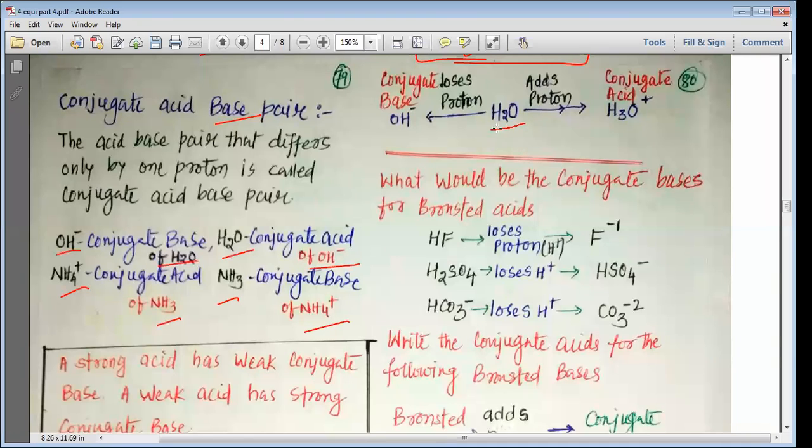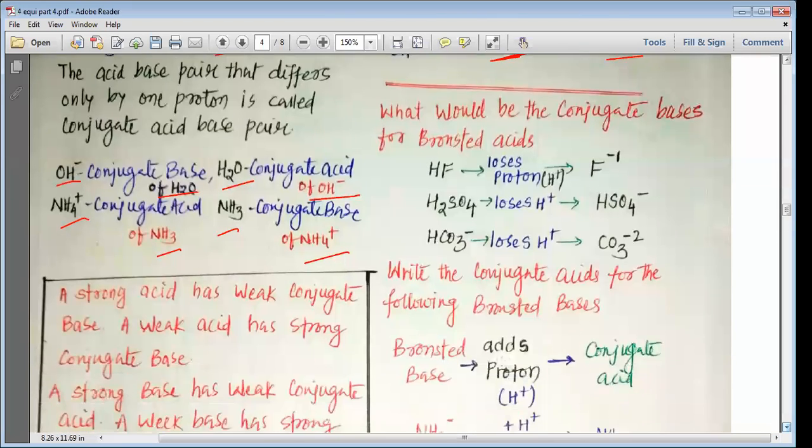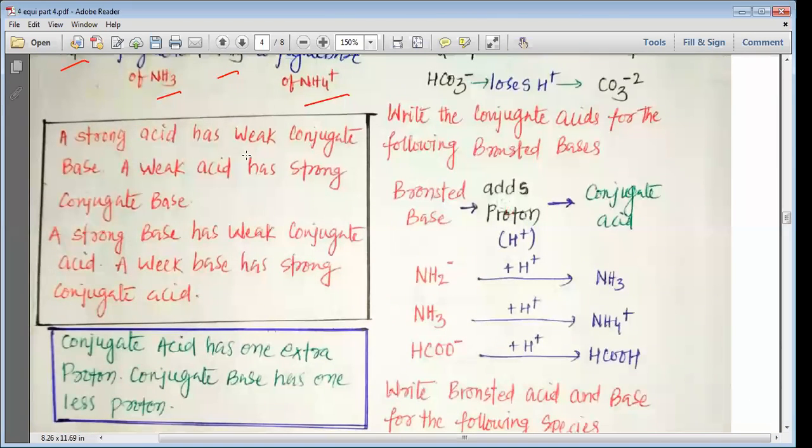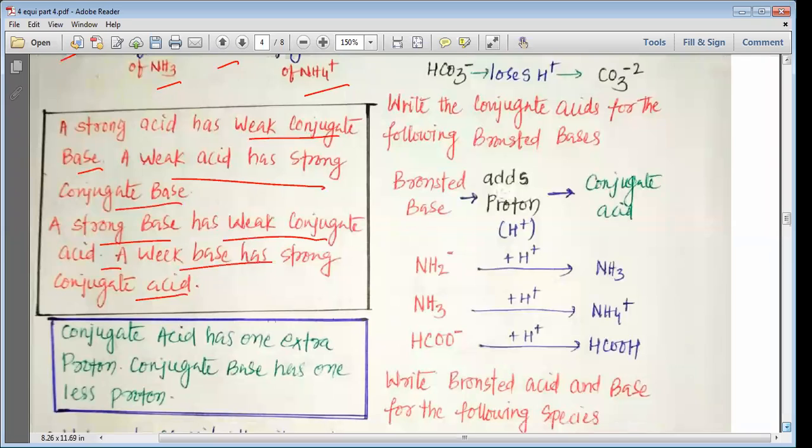You can see here from H2O, when we add a proton, we get H3O plus. So H3O plus is the conjugate acid for water, but OH minus is the conjugate base for water, and this is how we can understand that water is an amphoteric substance. Please remember, my dear students, that a strong acid has a weak conjugate base and a weak acid has a strong conjugate base. A strong base has a weak conjugate acid and a weak base has a strong conjugate acid.